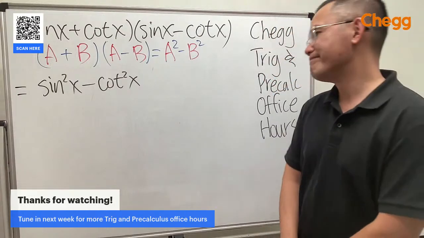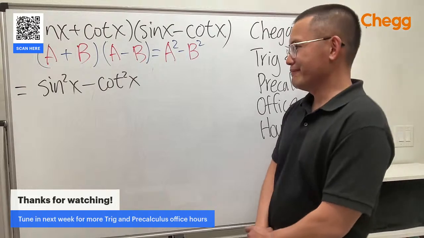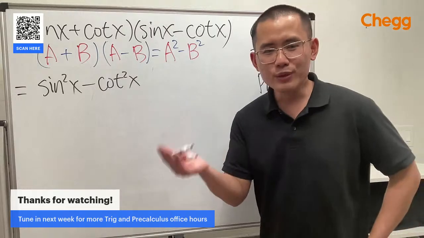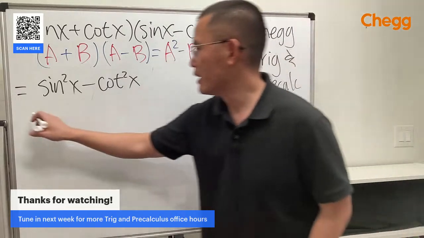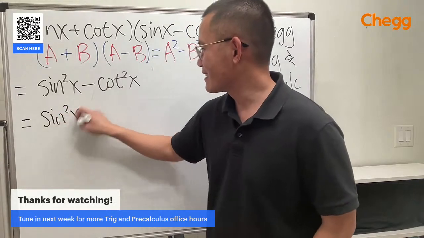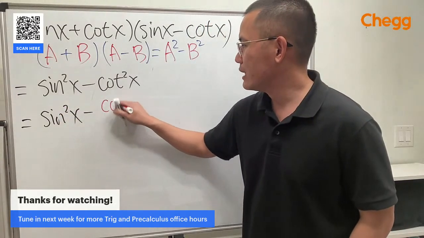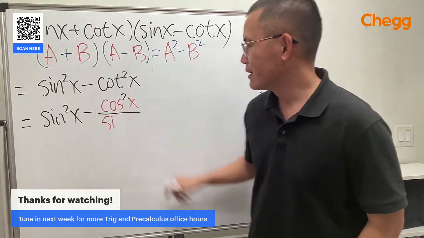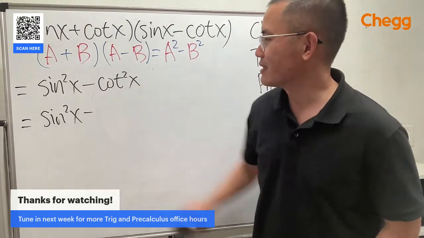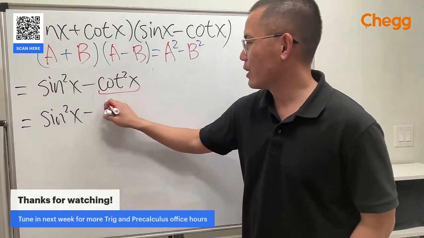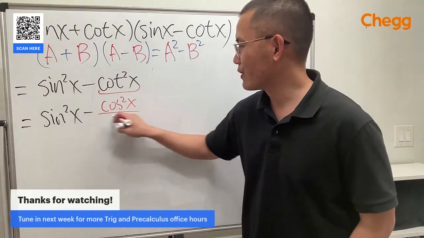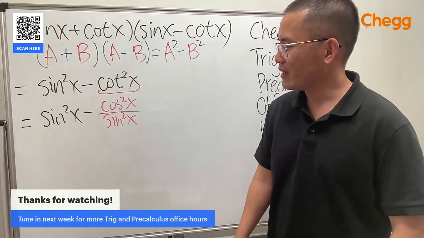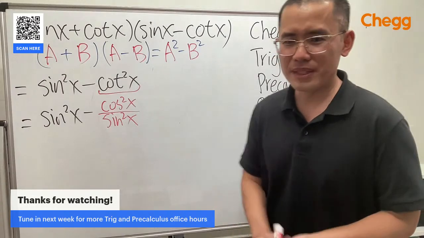Okay, and then again, let's do what we did earlier. Let's turn the cotangent into cosine over sine, and this is squared. So we get sine squared x minus cosine squared x over sine squared x. Okay, and then perhaps let's get a common denominator right here.